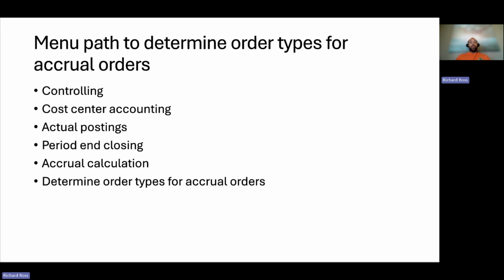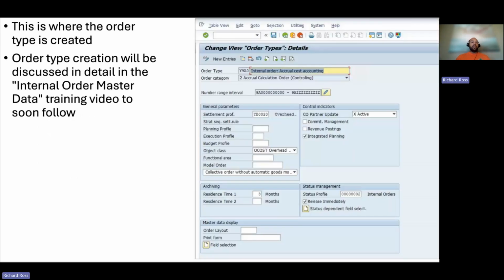Menu path to determine order types for accrual orders. Controlling, cost center accounting, actual postings, period end closing, accrual calculation, determine order types for accrual orders. This is where the order type is created. Order type creation will be discussed in detail in the internal order master data training video to soon follow.